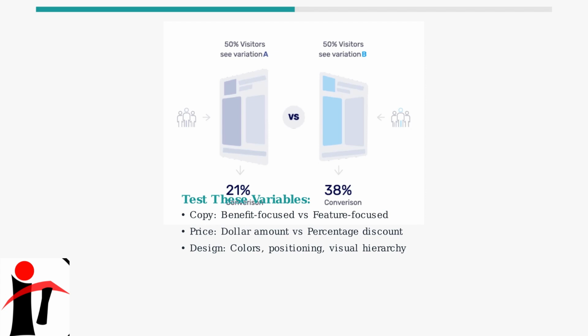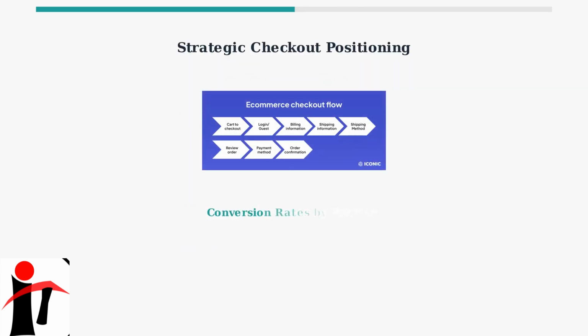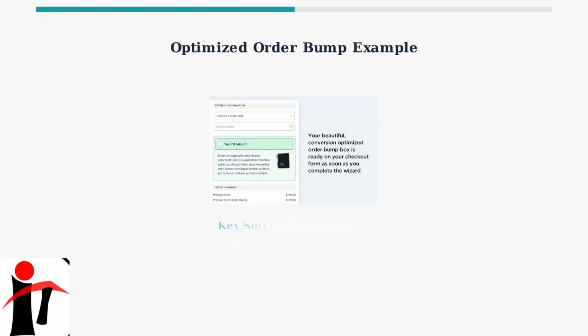Here's a real example showing how proper testing can dramatically improve results. Strategic positioning in the checkout flow is critical. Studies show that placement in the middle of the checkout process achieves 31% conversion rates compared to 18% at the top. Here's what an optimized order bump looks like in practice.